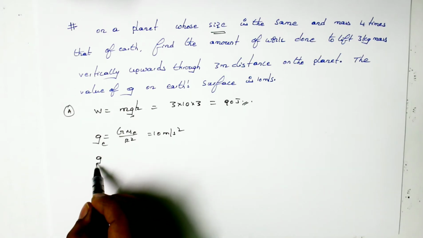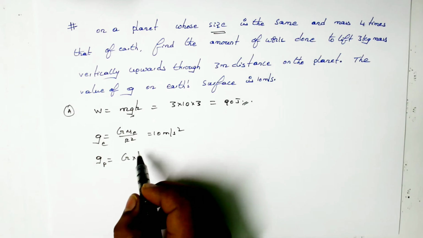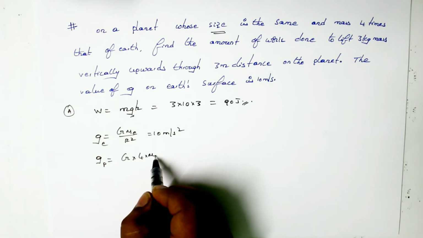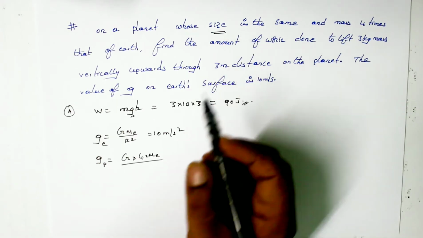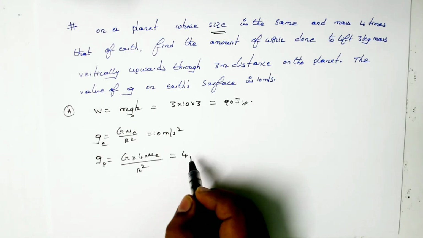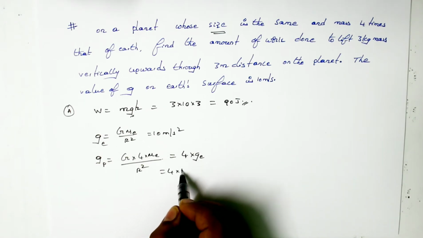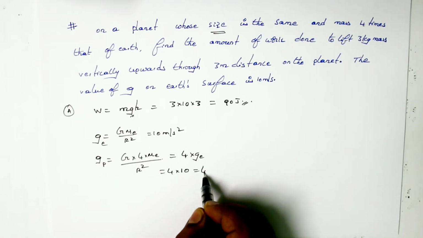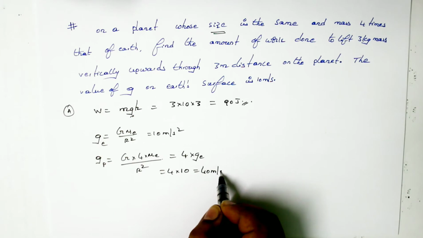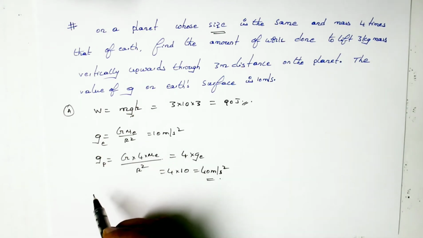And if I write the g value for the planet, then it is G into, so mass is 4 times, 4 into M_e divided by, and he gave that the size is the same, so I will write r square itself. So this is nothing but 4 into g_e, and g_e value is 10. So 40 meters per second square. This is the acceleration due to gravity present on the planet.